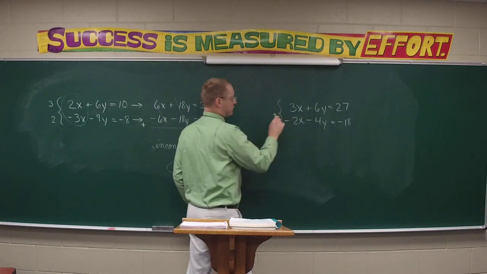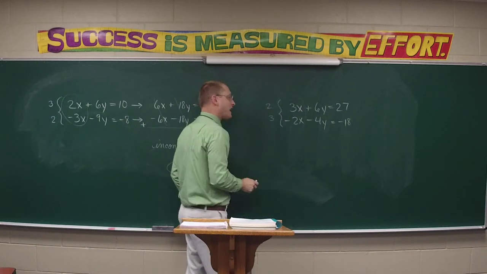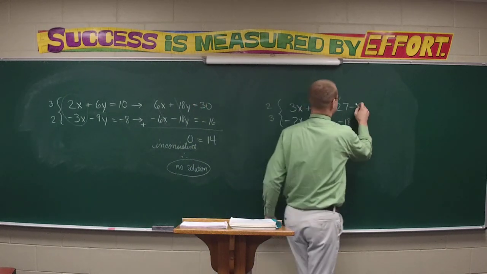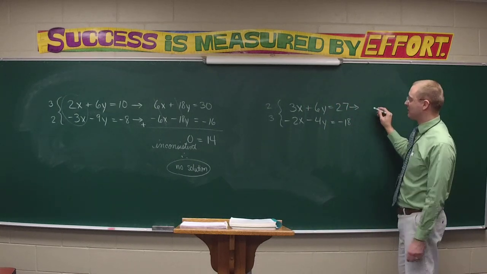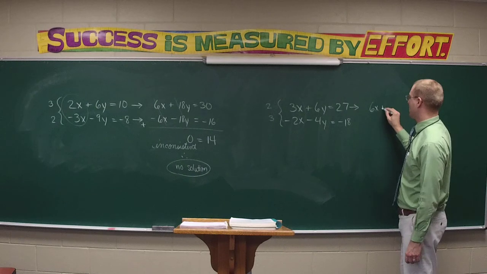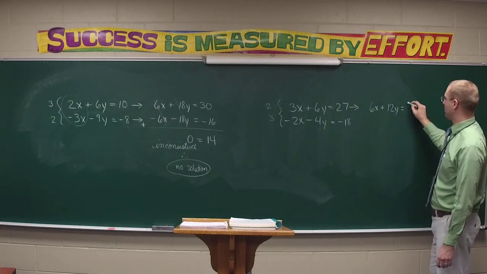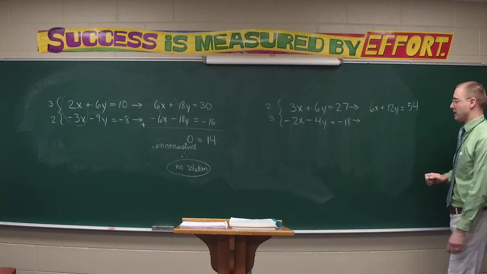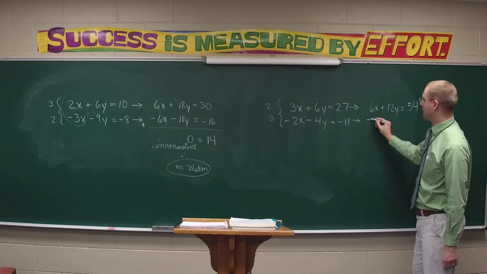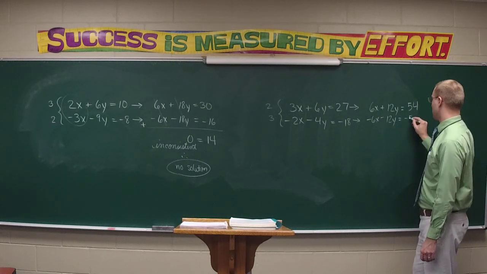All right. So we need to multiply the top by 2 and the bottom by 3. This sounds familiar, right? And so the top equation is going to become what here, Maddie? 6x plus 12y equals 54. All right, and then we multiply the 3 through the bottom, Audrey, and get -6x, -12y equals -54.